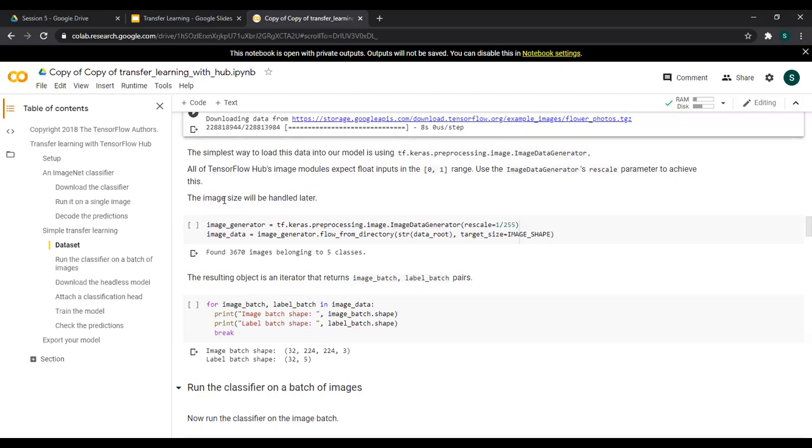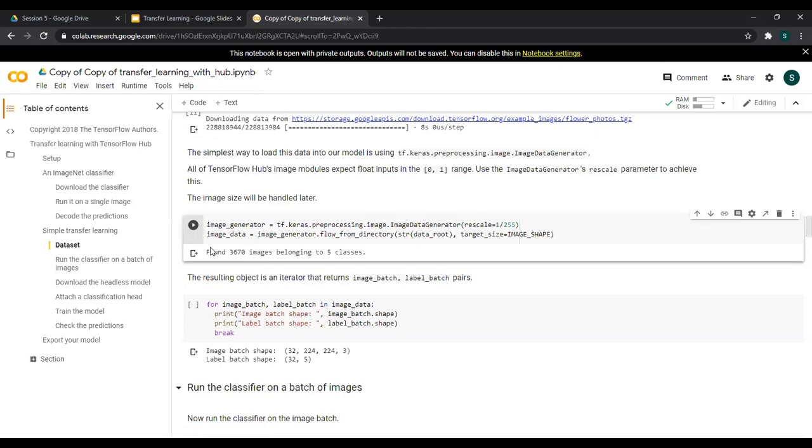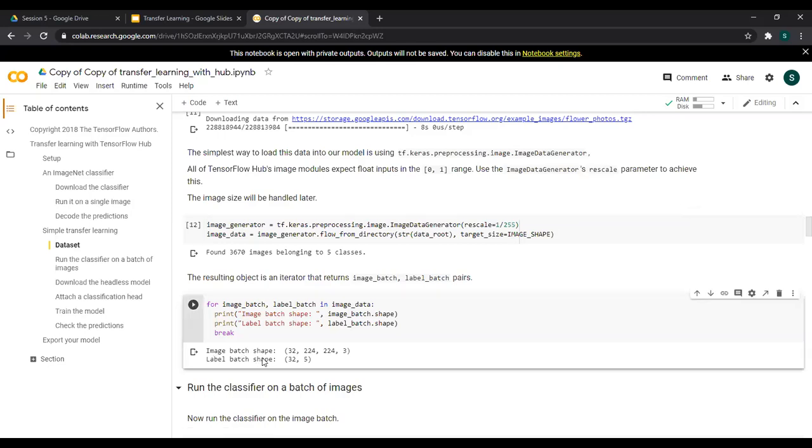Now we're going to be loading the data with this image generator. And as you can see here, it loaded all the data. It found 3,670 images belonging to 5 different classes. And we're just going to see our image batch shape and our label batch shape right here.